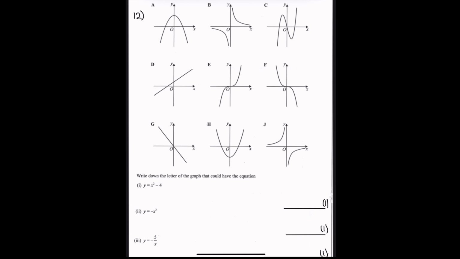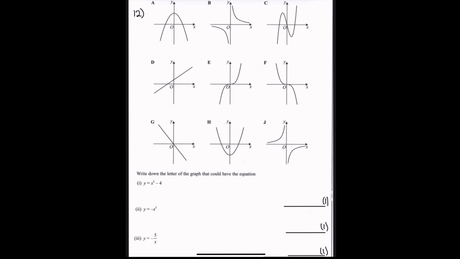Question 12. This one is about identifying graphs, and we can always do this with process of elimination. X² graphs are always smiley face. There's only one graph here that looks like a smiley face, and it's H. If it was minus x squared, it would be a frowny face. So A. But we're not being asked for that in this instance.